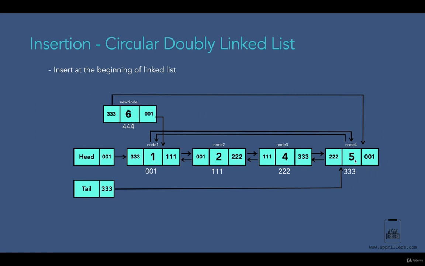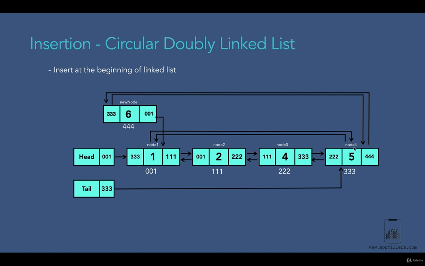Then we need to create a link between the last node and this newly created node. This newly created node is going to be the first node in our CircularDoublyLinkedList, so that's why the last node has to point to this node. The physical location of this new node is 444. So we are going to update the last node's next reference to 444, and this creates a link between the last node and the new node.